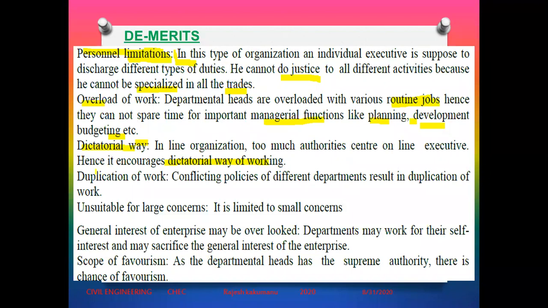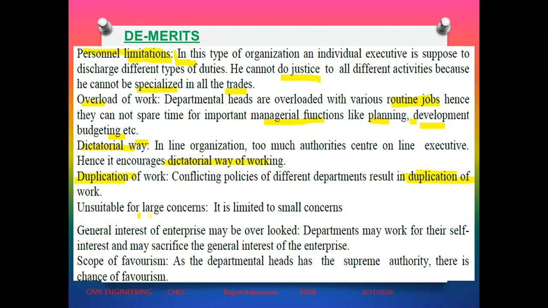Next, duplication of the work. Conflicting policies of different departments result in duplication. When you are always doing the same job, definitely you get some duplication. Duplication means xerox, copy. For example, one week before you did the same job, and if your boss forgets, or the papers get missed, again they ask for the repetitive job. Thereby you are doing the job repetitively, duplication of work increases and productive efficiency decreases.